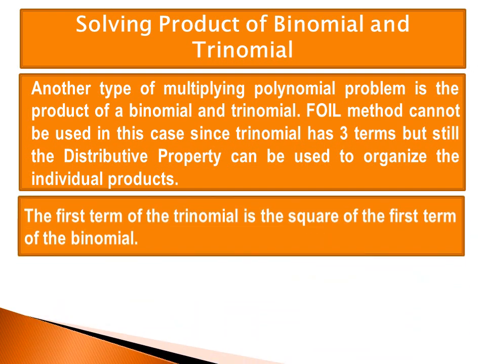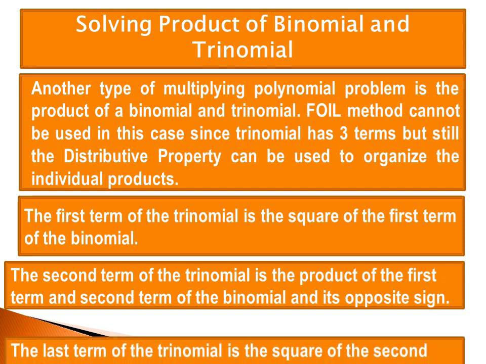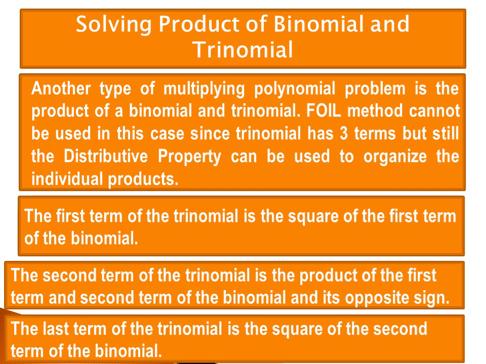The first term of the trinomial is the square of the first term of the binomial. Second, the second term of the trinomial is the product of the first term and second term of the binomial and its opposite sign. And the last term of the trinomial is the square of the second term of the binomial.